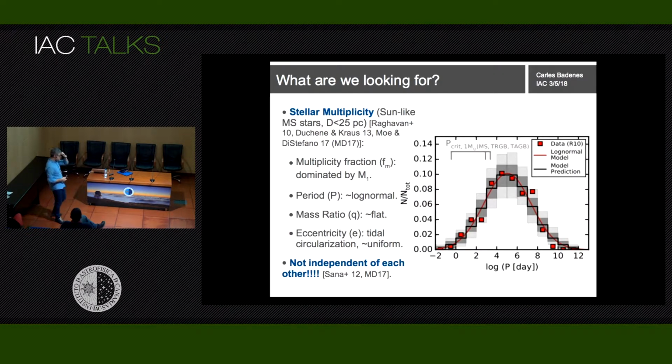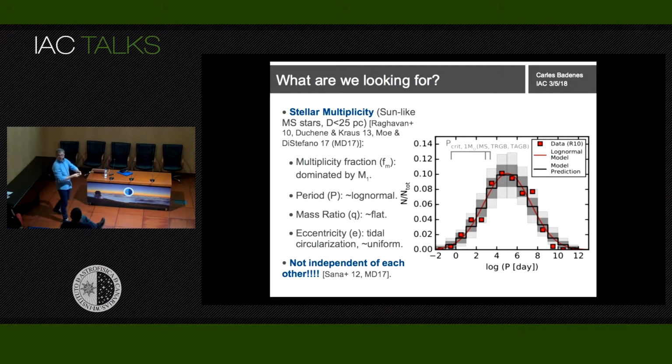The period distribution for sun-like stars in the solar neighborhood looks like this. This is a distribution that we'll call log normal because it's normal in the logarithm. This is the logarithm of P in days. And what you have here is that there are systems with very short periods. This would be close to Tatooine, right? The systems are separated by just a few times the solar radius. But they're in the main sequence, so there's no Roche lobe overflow. That period for a sun-like star would be of the order of less than a day.